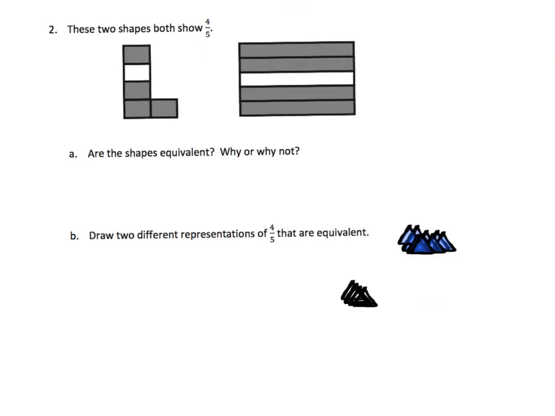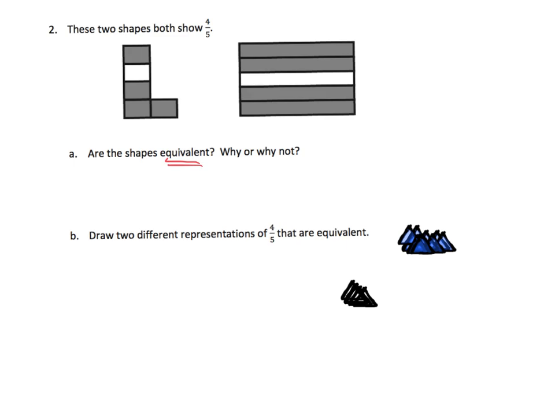Now here we go. We've got these two shapes, and they both show 4/5. So you can see 1, 2, 3, 4, 5 pieces, and 4 of them are blue. 4 of them are shaded. And then over here we've got 1, 2, 3, 4, 5 pieces. 4 of them are shaded. So in both cases we do have 4/5. But the question is, are they equivalent? Meaning, are they equal to each other?